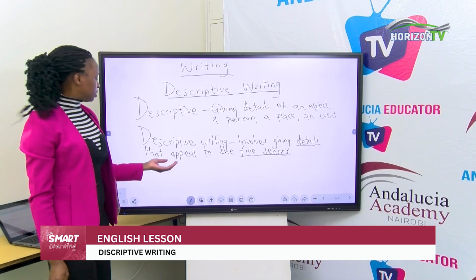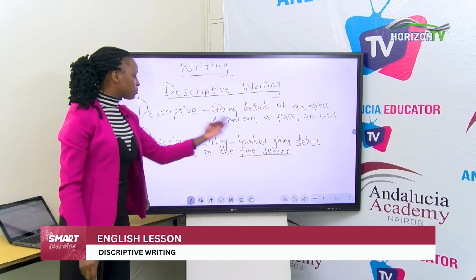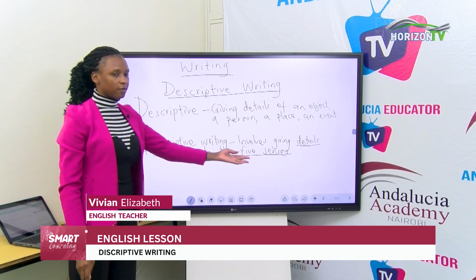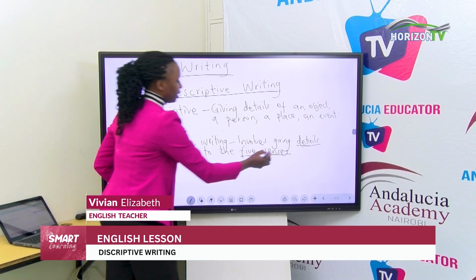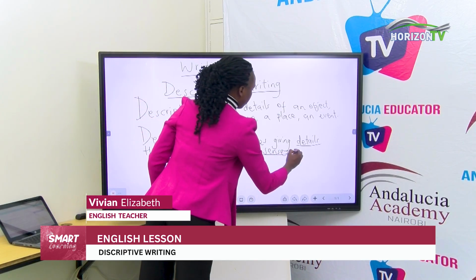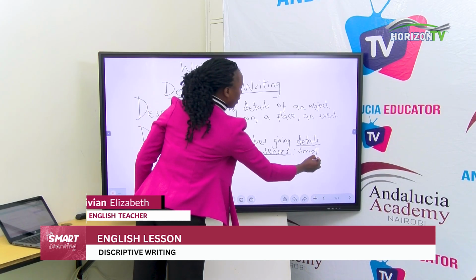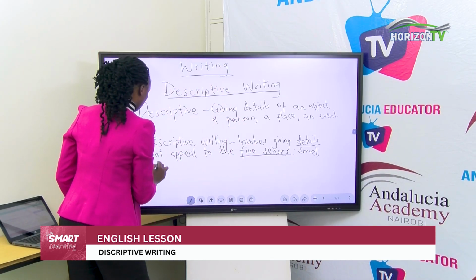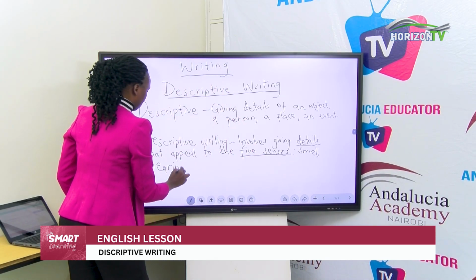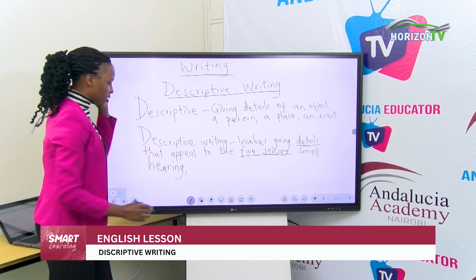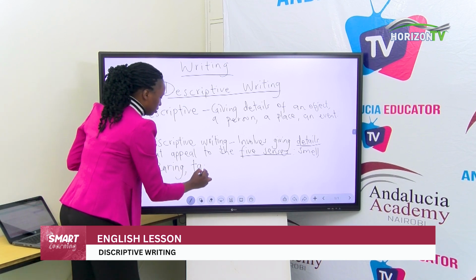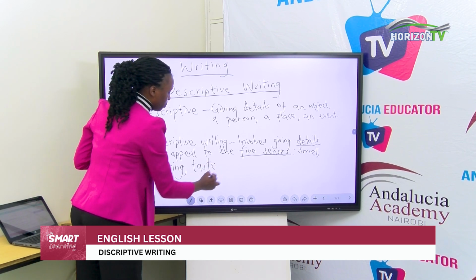So we have said that descriptive writing involves giving details that appeal to the 5 senses, and we have looked at them, and I'll just briefly list them down. We have sense of smell, using the nose. Remember, we have sense of hearing, using the ears. We have sense of taste, using the tongue.